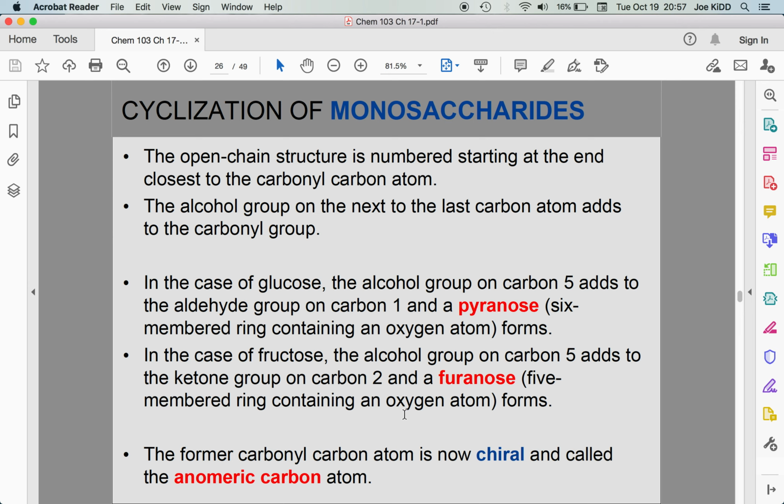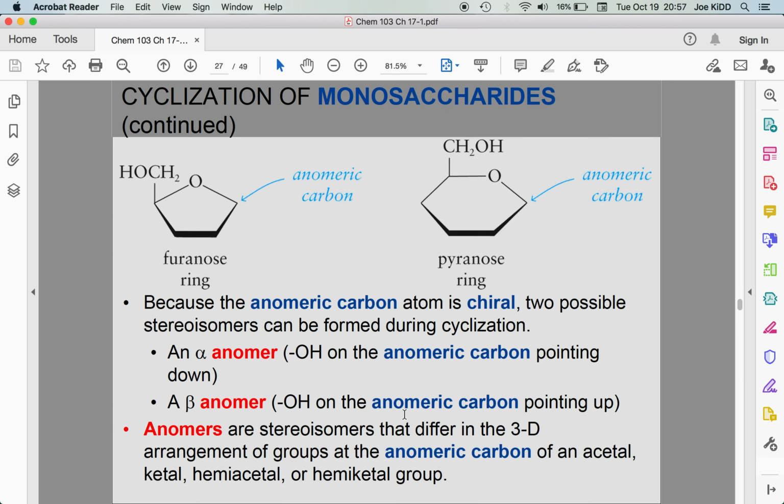The former carbonyl carbon is now a chiral carbon, and this gets a special name. We call this the anomeric carbon. And the anomeric carbon is the one that will determine whether we have the alpha or the beta anomer of that compound. Because the anomeric carbon is still chiral in both of these cases, we end up with two stereoisomers, alpha and beta.